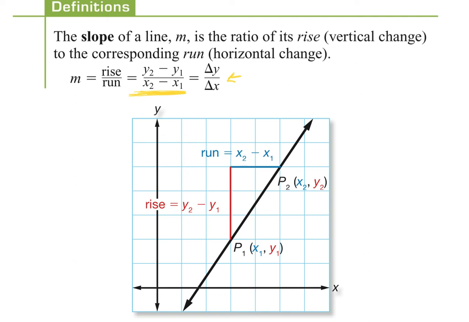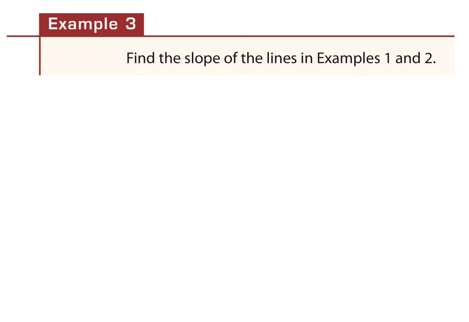So if I were given a graph, I could say, from this point to this point, I went up 1, 2, 3. I went over 1, 2. 3 over 2 would be my slope. So a graph, you can literally just walk it. If you're given numbers, you can just plug them in. All right. Look at example 3 in your book. Find the slope of the line in examples 1 and 2.